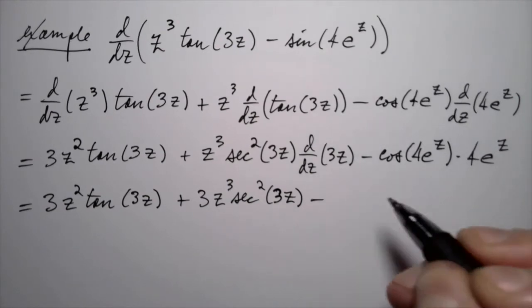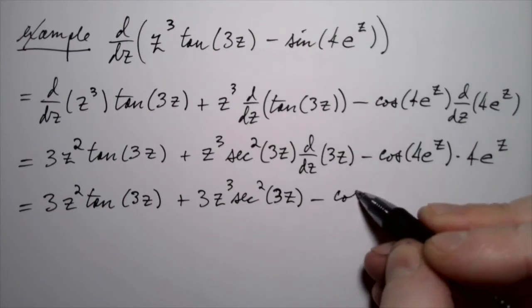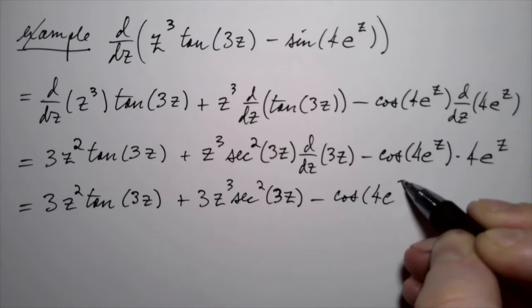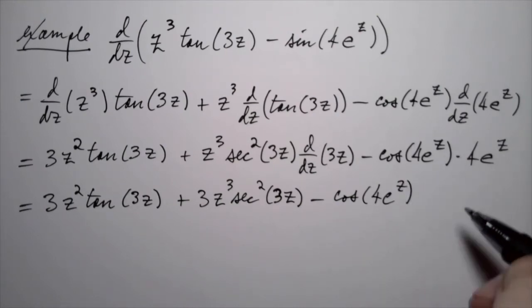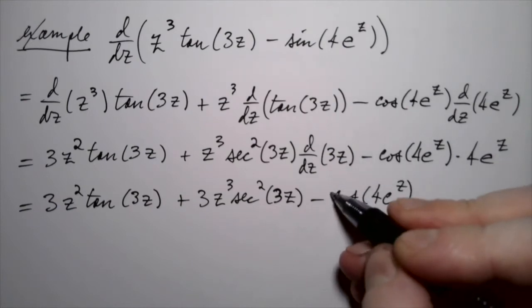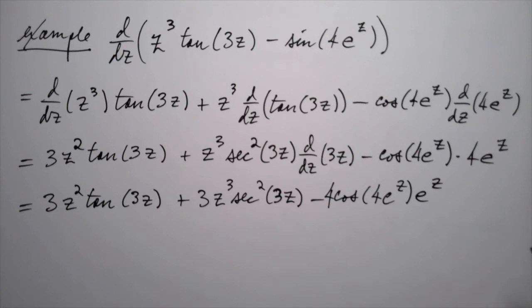And then over here, what's going on? Well, we got minus cosine of 4e to the z times 4e to the z. Now I forgot to put my 4 out front. I should have seen that that constant was coming along. So I'm going to do it now. And that looks great. Let's leave the answer that way.